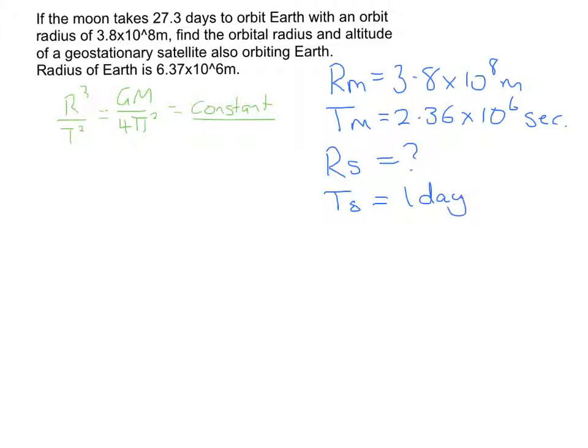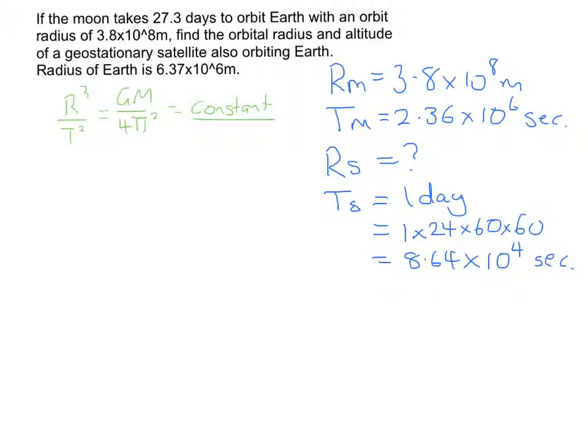A geostationary satellite always stays over the same point, so as Earth rotates it stays over the same place. It takes 1 day to get around. We need that in seconds as well, so that will be equal to 1 day by 24 hours by 60 minutes by 60 seconds, which is equal to 8.64 by 10 to the 4 seconds.